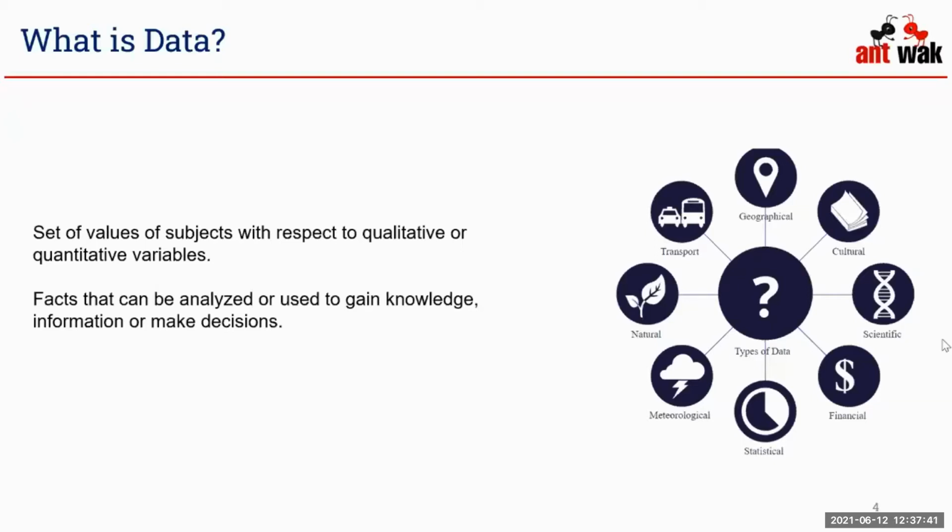And data is one of the most valuable assets in this world. As per Forbes, data is going to be more valuable than oil in the coming years. Industries are spending billions of dollars on retrieving data and deriving insights from it. So you can see these are the types of data: scientific data, financial data, statistical data, or any kind of data, like I said.